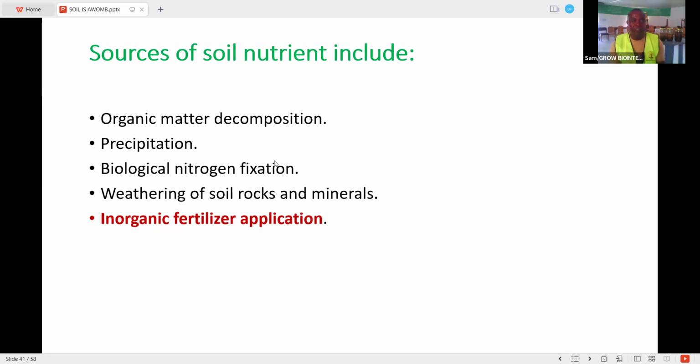Weathering of rocks, of soil rocks and minerals. When rocks weather, sometimes you also harvest those rocks, like rock phosphate, which is a very good fertilizer that comes from the rocks. Like gypsum. Gypsum is a very good fertilizer that helps us to add into the soil, and we also get some phosphorus out of it. And then I put in red inorganics, which I won't talk about because inorganics are useless. They are nothing to us.